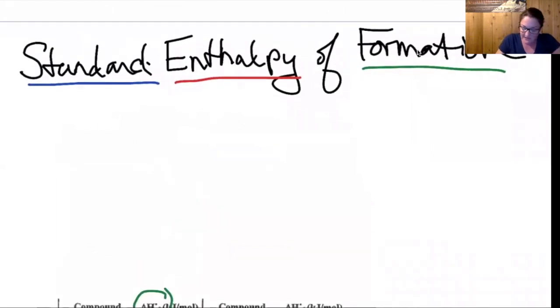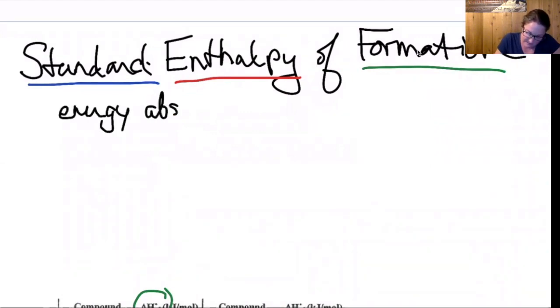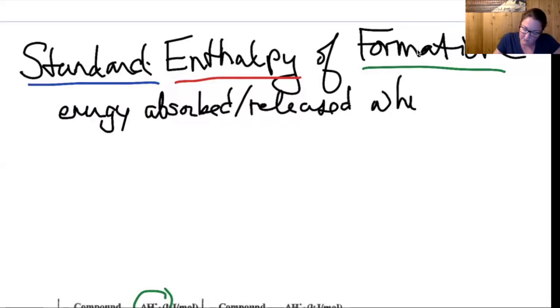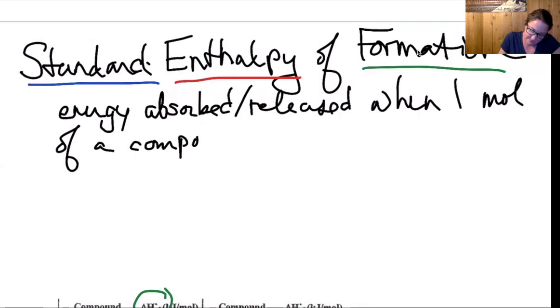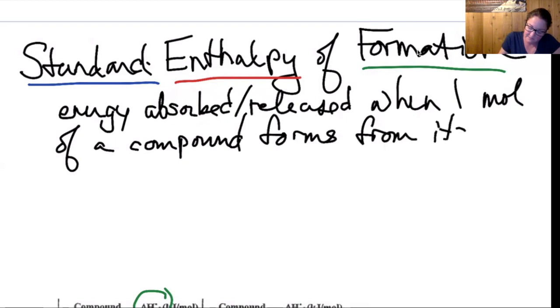First of all, the definition of standard enthalpy of formation is it's the energy absorbed or released when 1 mole of a compound forms from its pure elements.